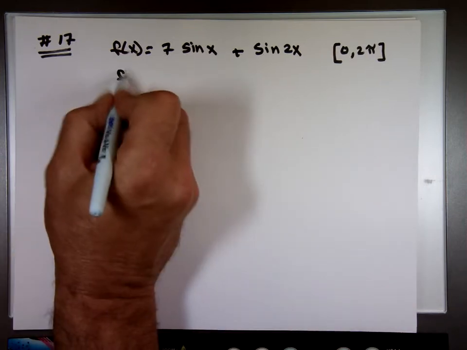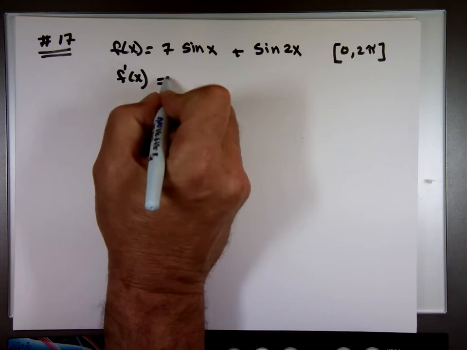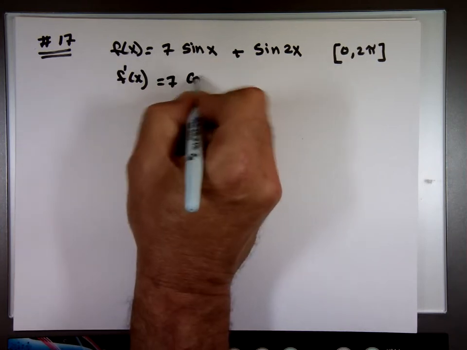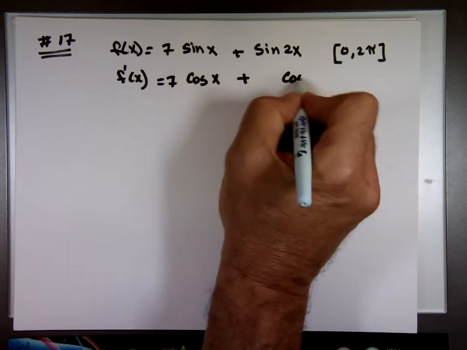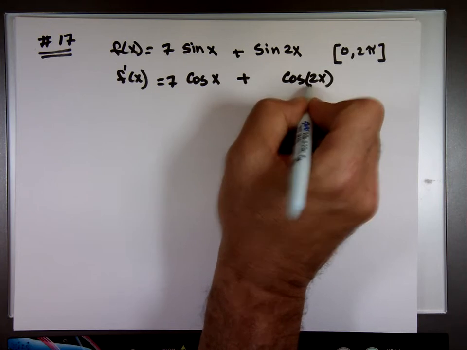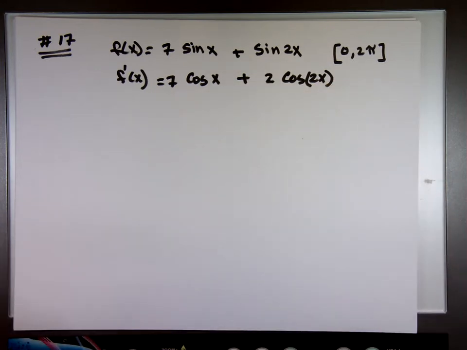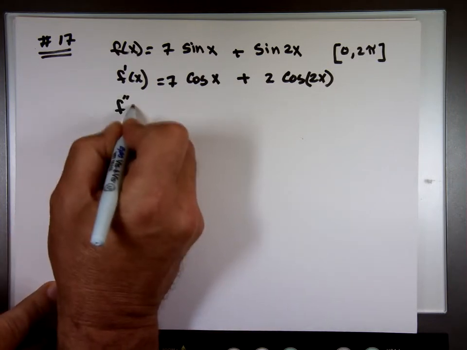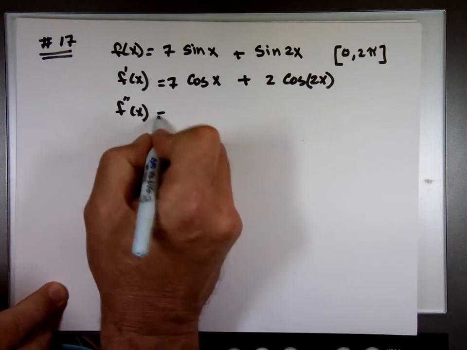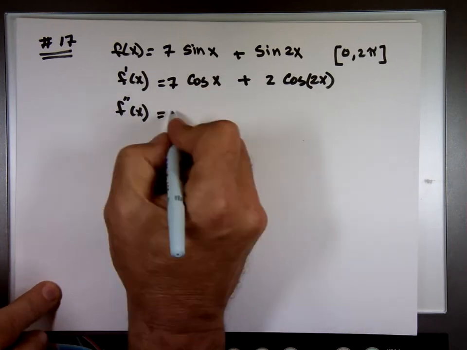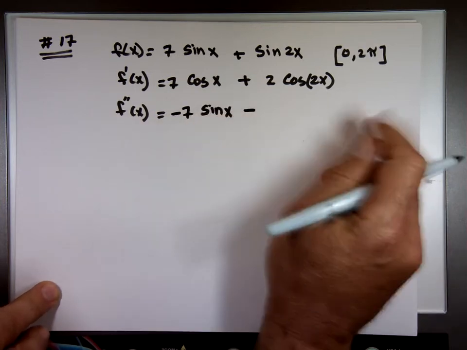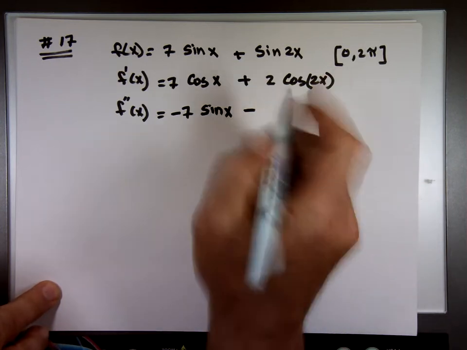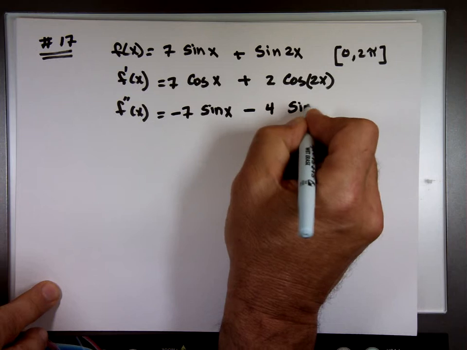First derivative. The derivative of sine is what? Cosine x. The derivative of sine 2x is what? Cosine 2x times the derivative of 2x, which is what? 2. The second derivative is the derivative of this. What's the derivative of cosine? Negative sine. This will be a minus. The derivative of cosine is negative. That will be 4 sine 2x.